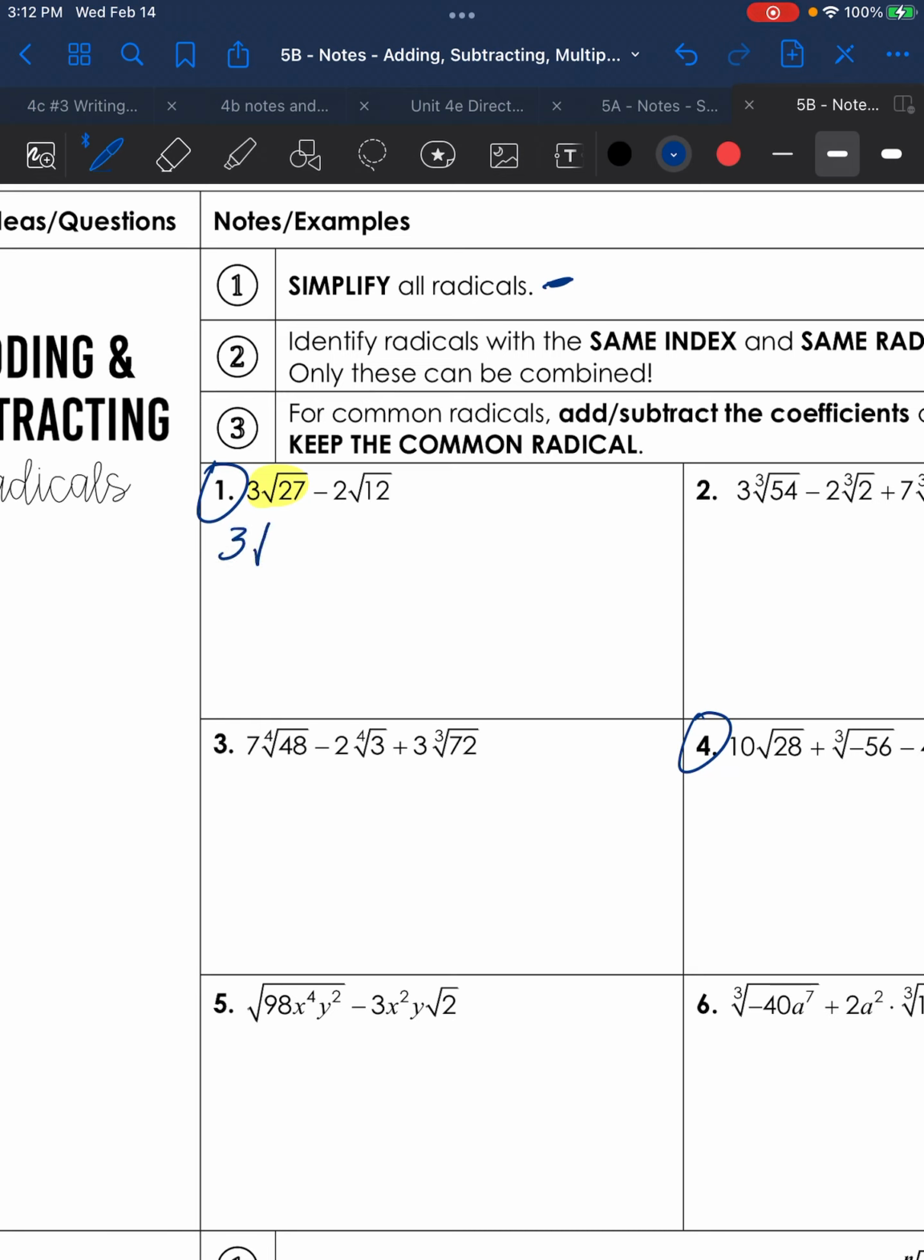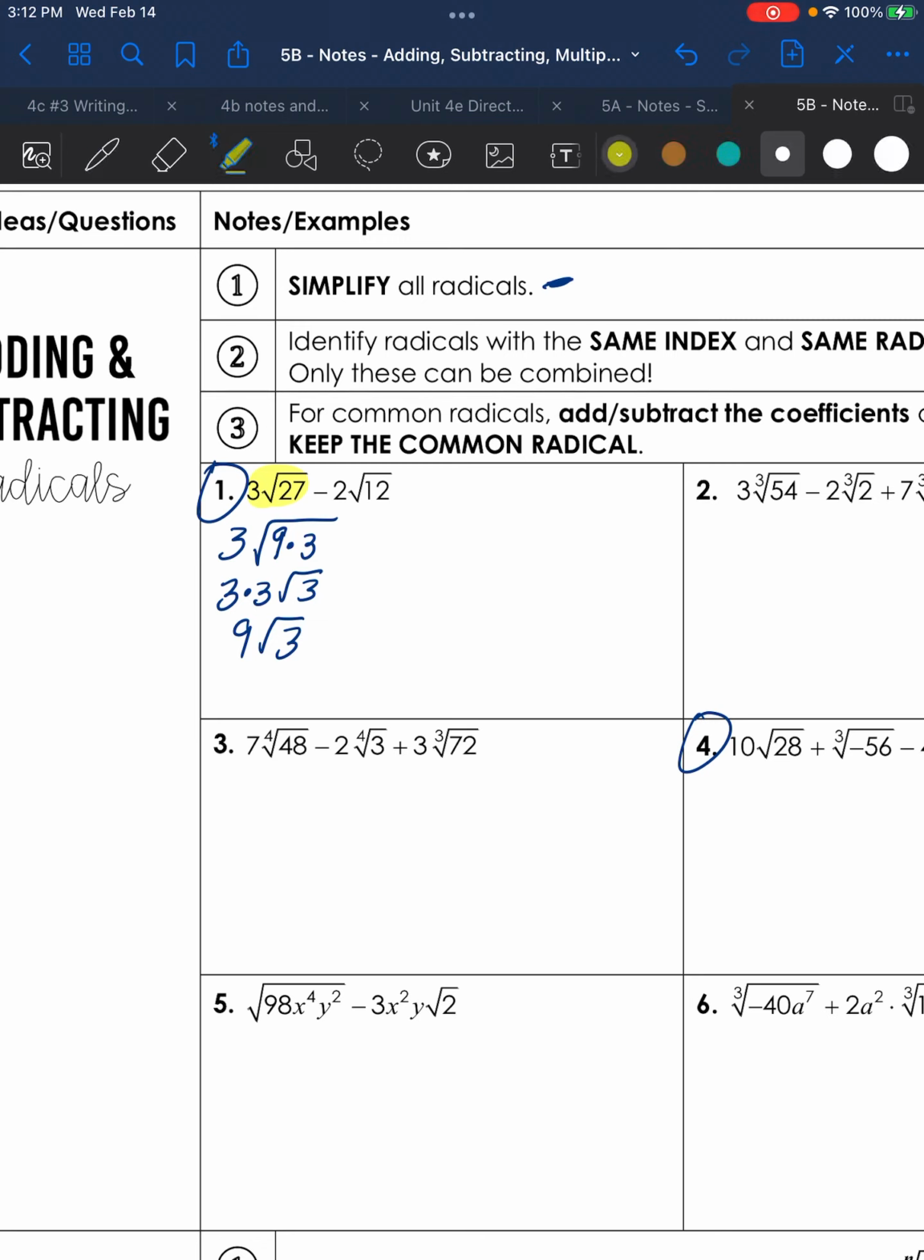Sure. Square root of 27 as the square root of something of my perfect squares. The biggest one is 9. And square root of 9 is 3. 3 times 3 is 9. So that's my first term that comes down. That's simplified. My second term, I'm going to bring that subtraction down.